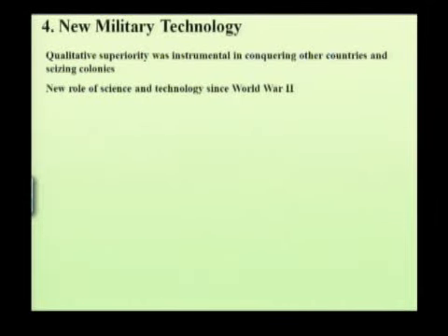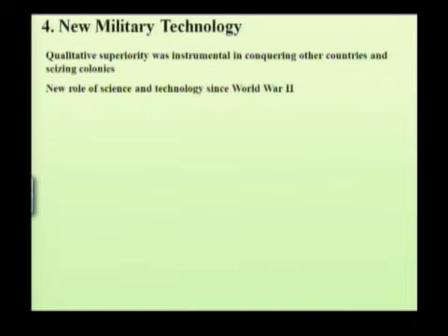Okay, fourth section, new military technology. If one looks back into history, qualitative superiority in military technology and arms was instrumental in conquering other countries, seizing colonies, and so on. Think of the history of this country for the moment. Fire weapons against archers, longbows against powder guns, and so on in Europe.